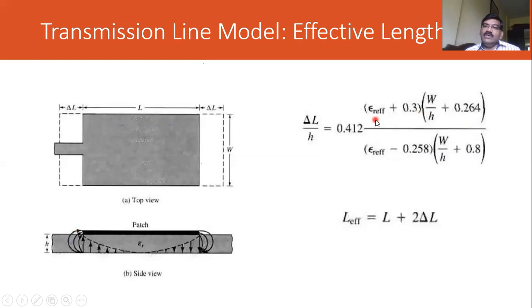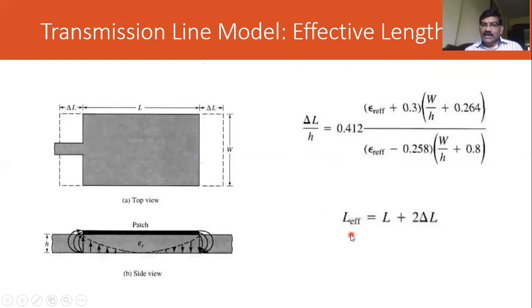So we are taking effective epsilon r. This is generally the empirical result. Empirical means based on multiple observations what is done. Based on that, this formulation is done, using the concept of the transmission line. So this is one constant, 0.412 (epsilon r effective plus 0.3)(W by H plus 0.264) upon (epsilon r effective minus 0.258)(W by H plus 0.8). So this is the formula. You need to know this formula for doing the design.